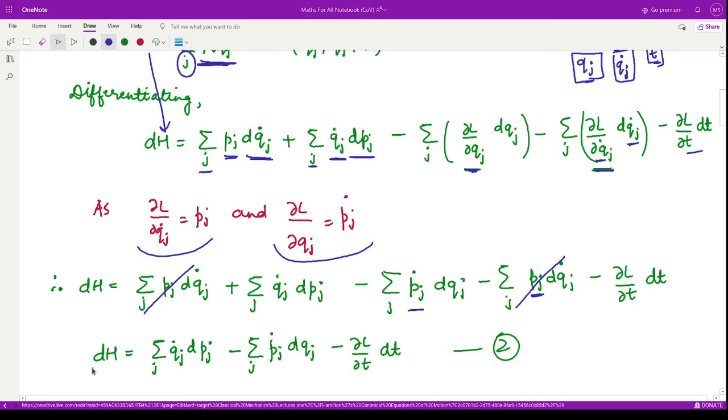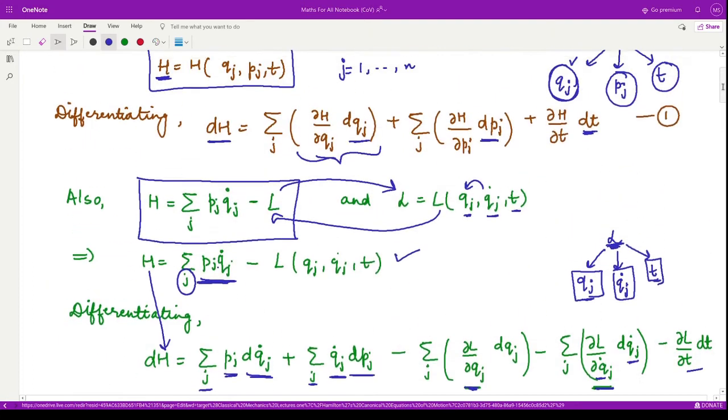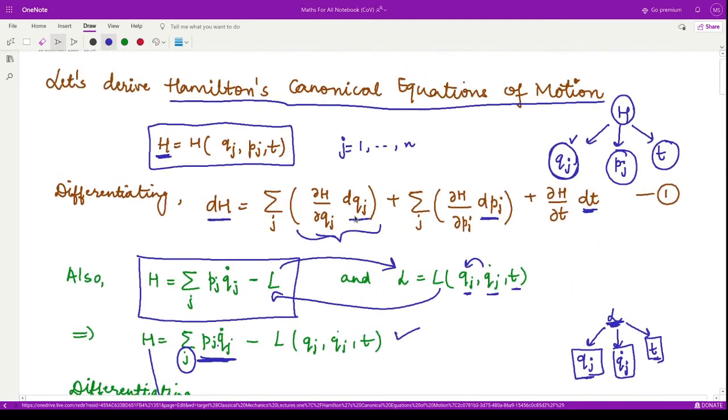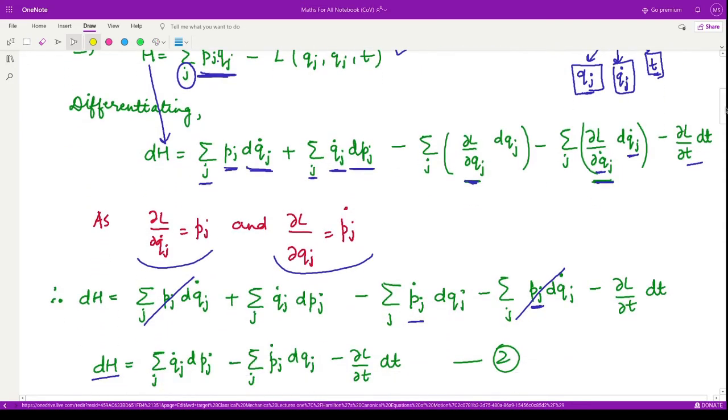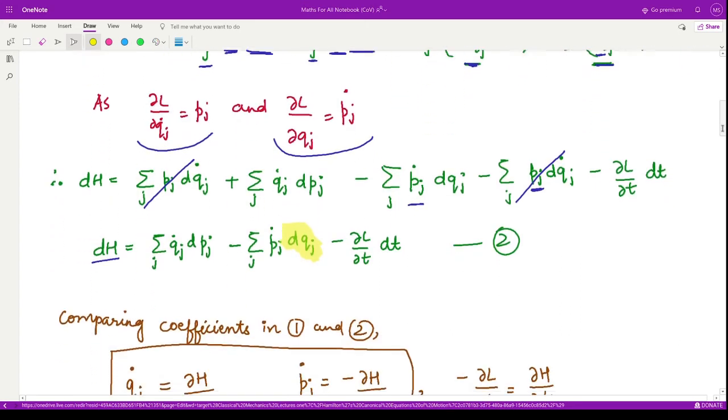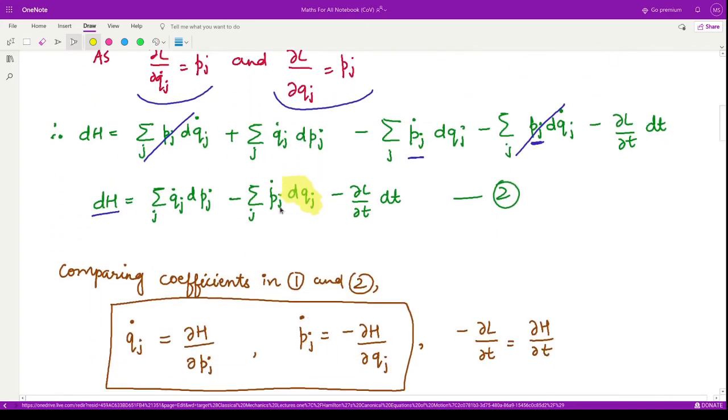Here the value of dh is given like this, and in the first equation the value of dh is given like this. Can we compare the coefficients of dqj in the first equation and in the second equation? Here the coefficient is del h by del qj. Let us see the second equation. Here the coefficient of dqj is minus pj dot. So we can write pj dot is equal to minus del h by del qj. Comparing the coefficient of dqj, we obtain this term.